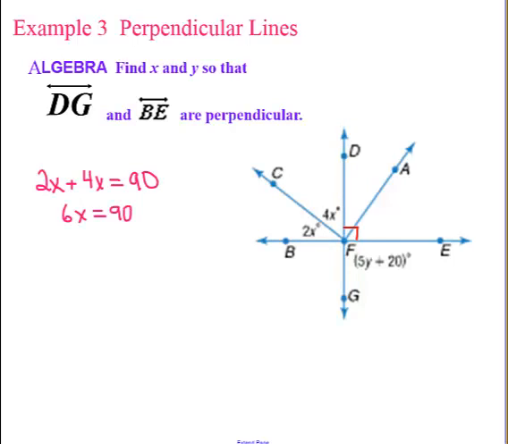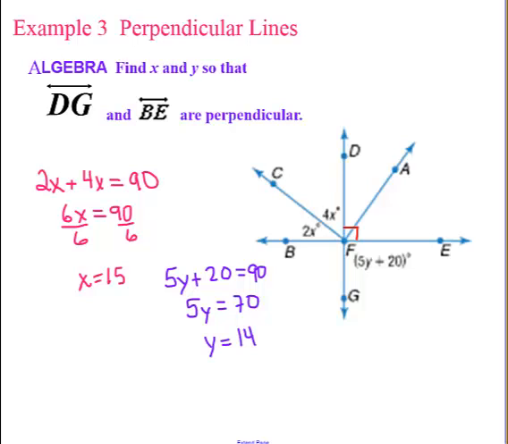Combine like terms, I get 6x equals 90. Divide both sides by 6, I get x equals 15. So my x is 15. Now I can do the same thing with the y. Since angle DFE equals 90 and DG and BE were perpendicular, angle EFG would also have to equal 90. So I could say 5y plus 20 equals 90. To solve, I would subtract 20 from both sides, leaving me with 5y equals 70. Divide both sides by 5, y equals 14.